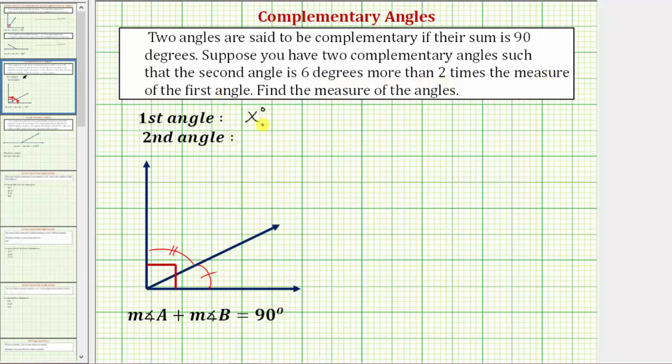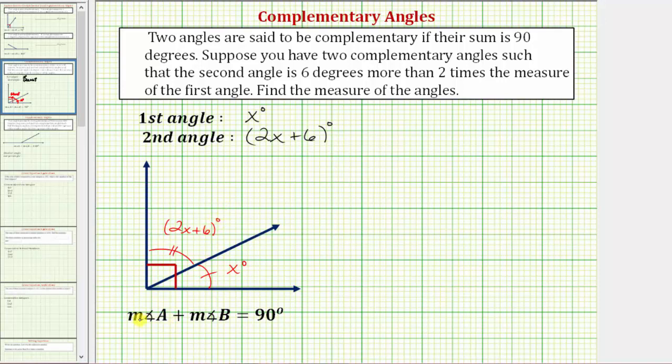So the expression would be 6 more than 2 times x. Well, 2x would be 2 times x, and 6 more than 2 times x would be 2x plus 6. So the second angle has a measure of 2x plus 6 degrees. Again, this angle is 6 more than 2 times the measure of the first angle. Looking at our diagram, let's measure this angle x degrees, and this angle the quantity 2x plus 6 degrees.